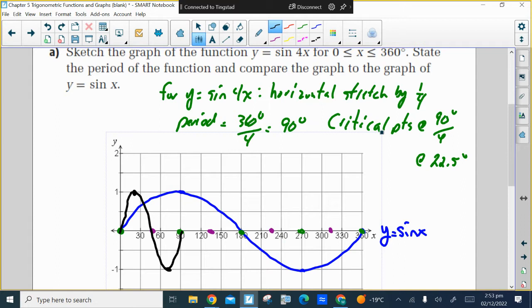It ended at 90 degrees. I'll do my next cycle between 90 and 180. Halfway in between there is our other x-intercept. Halfway in between these first points is our first maximum. And then halfway between the last 2 points, we're at our minimum. So here's our next cycle.